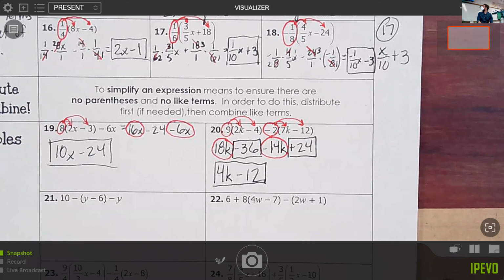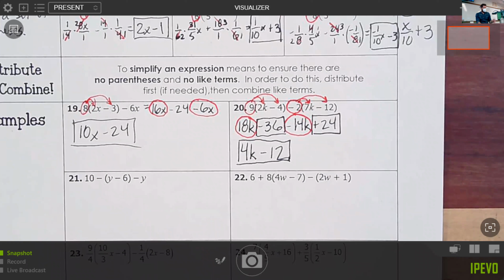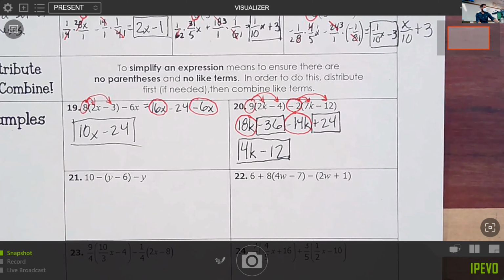All right. Number 21. I'm going to show you something real quick. Don't write down what I'm about to write down because what I'm going to do is incorrect. Just letting you know right now, what I'm going to show you right here is incorrect.